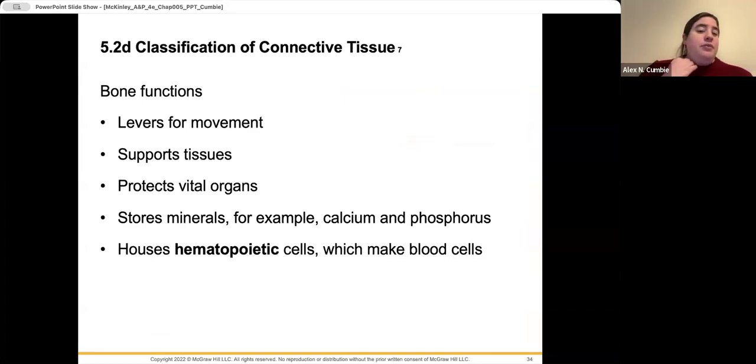For some functions of bone, okay, this would be very generalized functions. They act as levers for movement. They support tissues. They protect vital organs. We do know this. Some additional things, they store minerals, mostly inorganic salts like calcium and phosphorus. And they produce blood cells because they are housing what we call hematopoietic cells, which are stem cells, which are going to create your blood cells, your red blood cells, your white blood cells, and your platelets. So that is another additional very important function of bone.